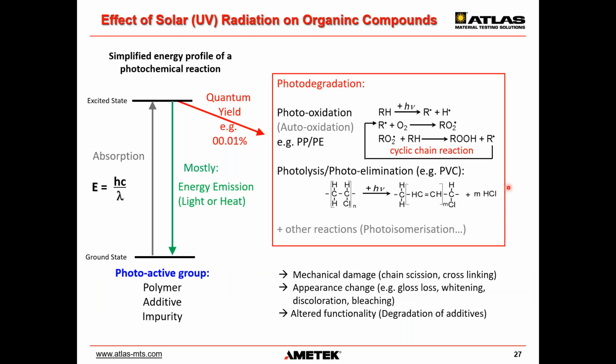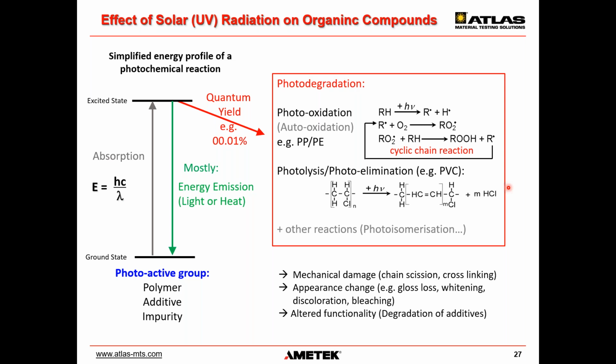The effect of solar radiation on organic components: first, solar radiation has to be absorbed to cause an effect. If solar radiation is absorbed, the molecule is transformed from its electronic ground state into an excited state. So you have an excited molecule, which has a lot of energy. And typically an excited molecule wants to get rid of this energy. Mostly this energy is emitted in the form of heat or in the form of light: fluorescence, phosphorescence.